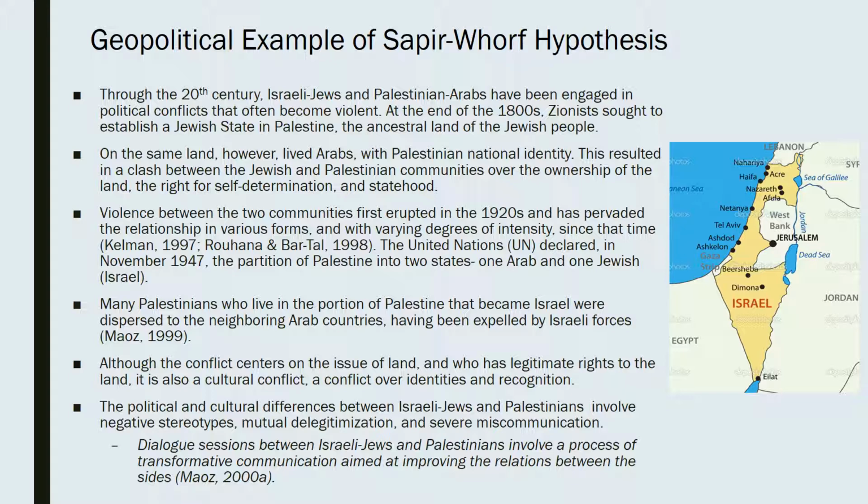So, we're looking at many different things here, not just the land, but we're talking about culture, we're talking about communication, and this leads to the differences between Israeli Jews and Palestinians involving negative stereotypes, saying terrible things about each other, miscommunicating. All of these things have created what's essentially become a 60-year disagreement that is always on the precipice of war. Dialogue sessions between Israeli Jews and Palestinians involve a process of transformative communication aimed at improving the relations between the sides.